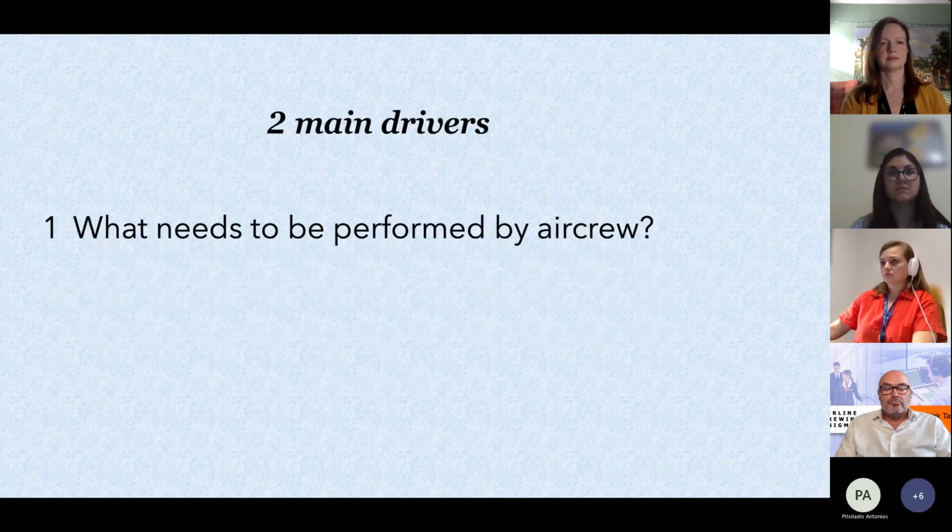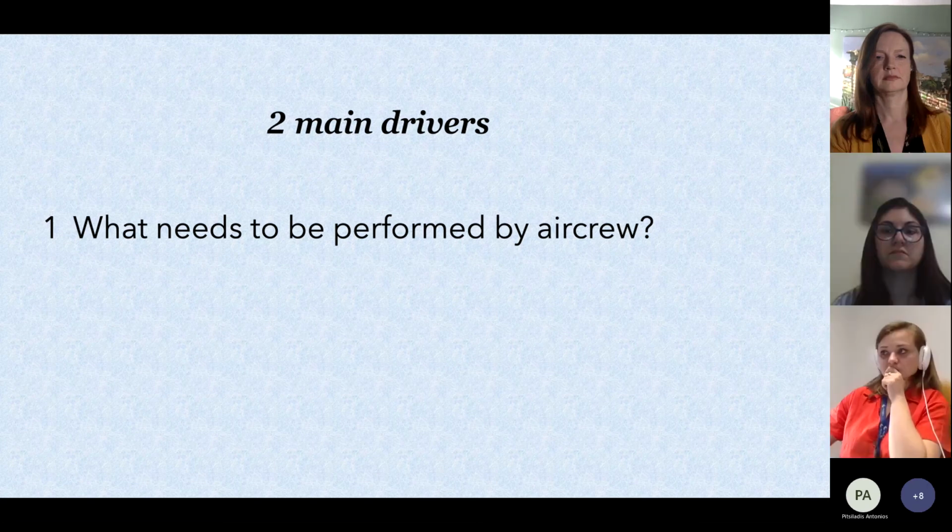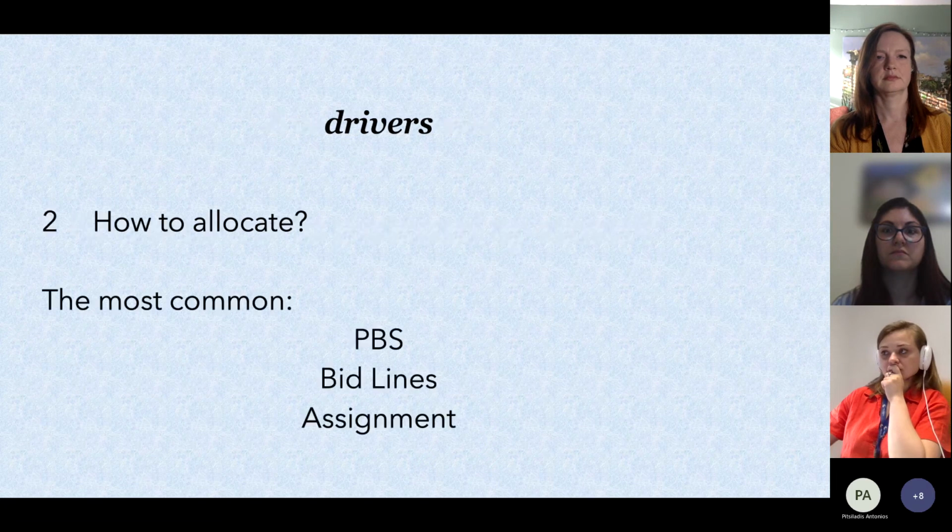So I believe there are two main drivers in aircrew planning. The what, being what needs to be performed by the aircrew. For example, converting the schedule into flight duty periods, plan recurrent training, allocate vacation, administrative days, management flying, administer crew-based changes or category changes, just to name a few. The next step is the how to allocate. These are fairly common, or we can use a combination of them all.